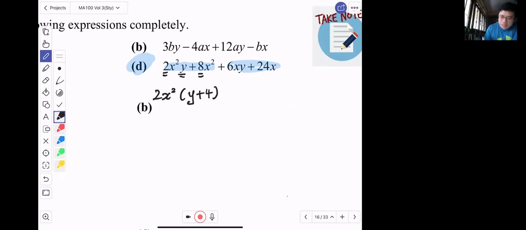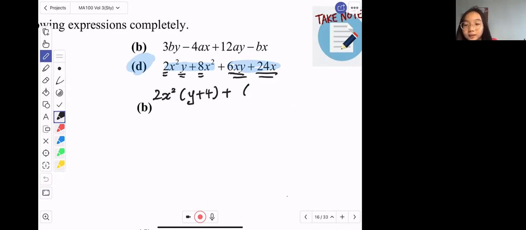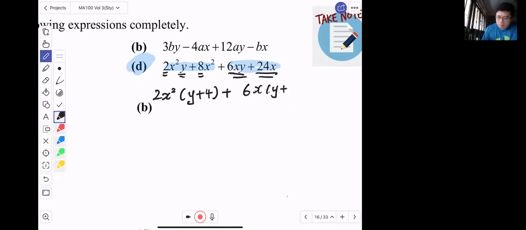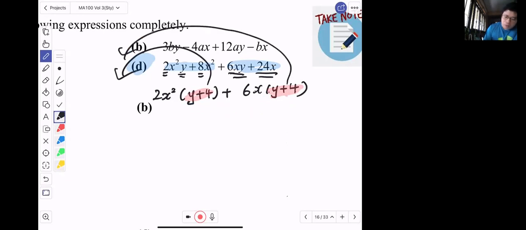Then on the right hand side, do you see any common factors? 6. Very good. What else? X. Very good. So I'm left with y plus 4 as well. So y plus 4, y plus 4. Do you see a common factor now after you brought the first 2 and the second 2 together? Yes, so this is the one I'll bring out. Y plus 4 comes out, y plus 4 comes out. Hooray! Y plus 4 I put outside.